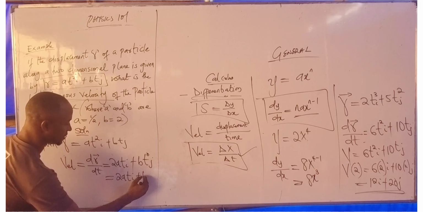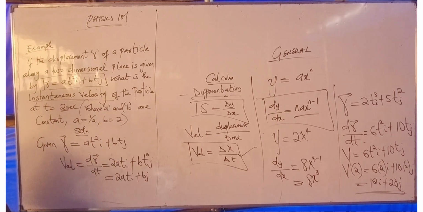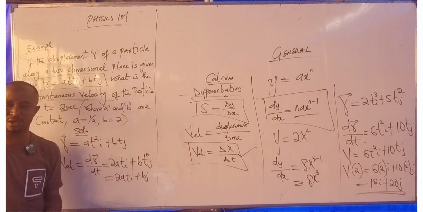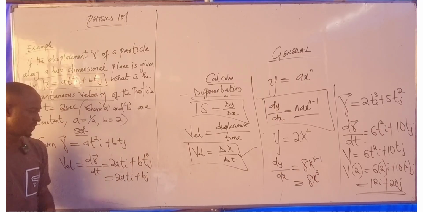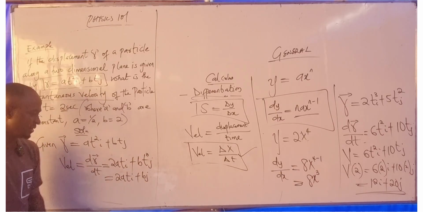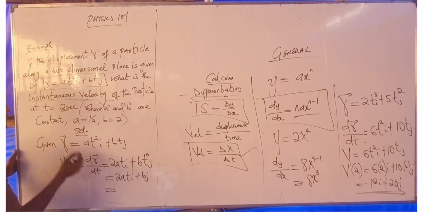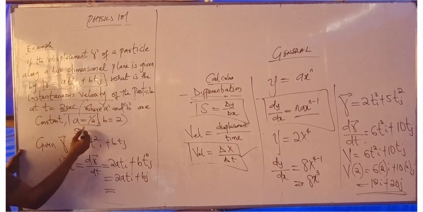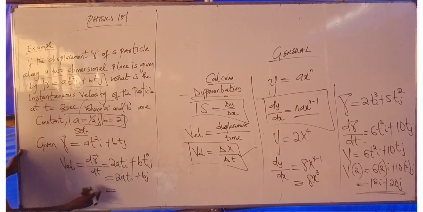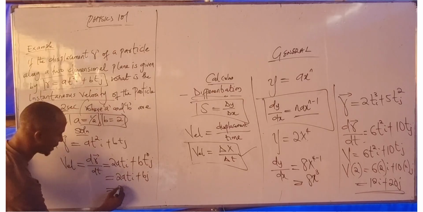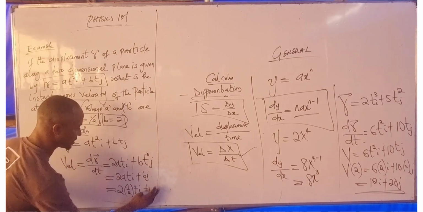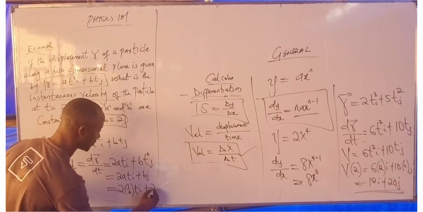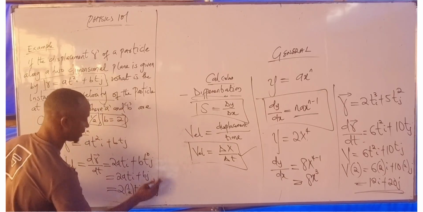So finally, this becomes 2ati plus bj. Why do we have bj? Because t raised to power 0 is 1. Any number raised to power 0 is unity, is 1. But don't forget that we are told that our a is half and our b is 2. So I'm going to put the value of a as half. That will give me 2 times half ti plus, since b is 2, 2j.